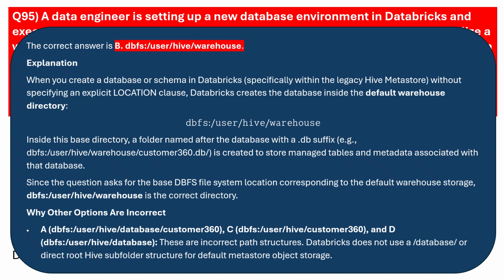Why are the other options incorrect? A. DBFS:/user/hive/database/customer360, C. DBFS:/user/hive/customer360, and D. DBFS:/user/hive/database. These are incorrect path structures. Databricks does not use a database or direct root hive subfolder structure for default Metastore object storage.